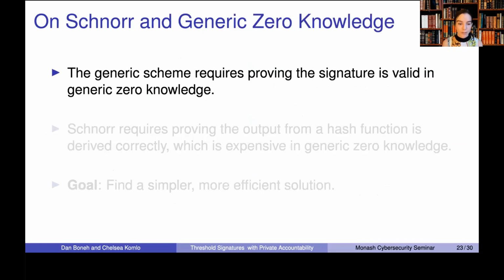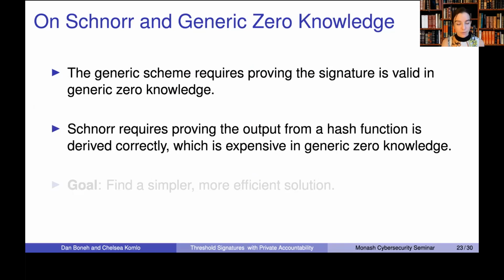So then we said, okay, we have this generic scheme, but it requires a generic zero knowledge system, which can be quite heavyweight. Especially if we wanted to create a TAPS around the Schnorr signature scheme, this generic zero knowledge system would be very expensive. The reason for that, as we saw before, is a Schnorr signature requires the challenge to be derived from a hash function. As we saw in the Schnorr signature scheme, the challenge is the hash of the commitment, the public key, and the message. And to prove that this challenge is derived correctly in generic zero knowledge would be expensive and heavyweight. So our goal in designing a Schnorr-based TAPS was to find something more efficient.